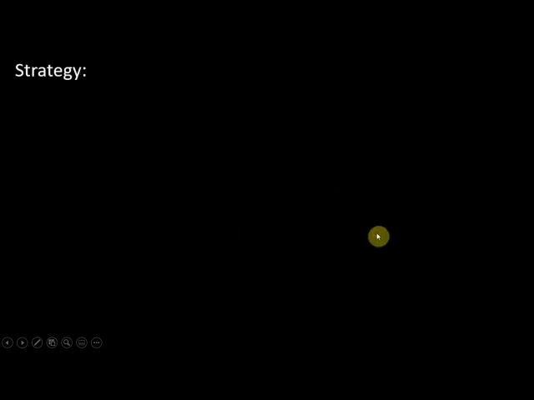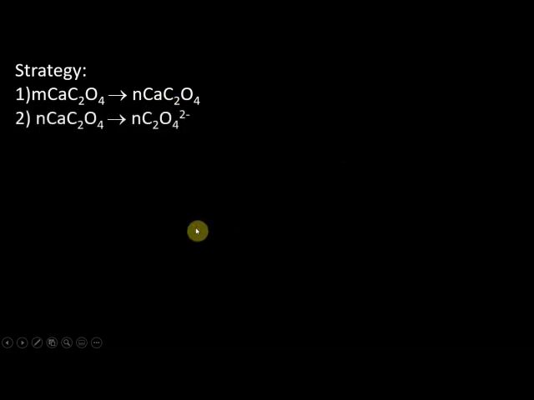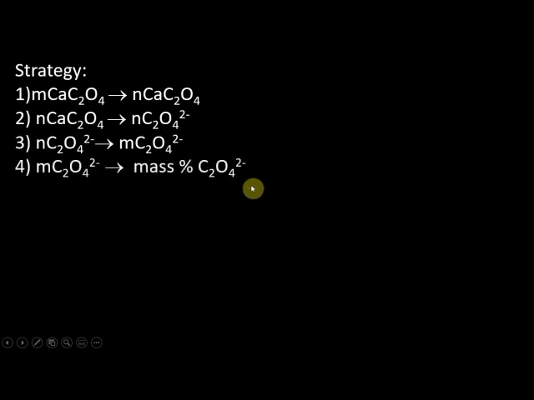First of all, we figure out the number of moles of calcium oxalate. Then we use the number of moles of calcium oxalate, because that will be the same as the number of moles of oxalate ions. Then from the number of moles of oxalate ions, we'll figure out the mass of the oxalate ions. That's just regular stoichiometry stuff that we've done before. And then we use the mass to figure out the mass percent.